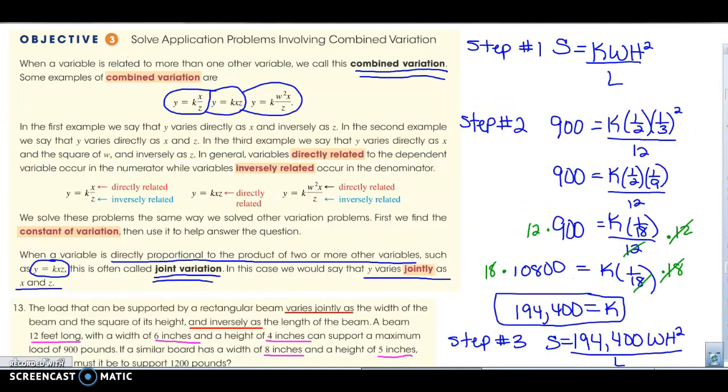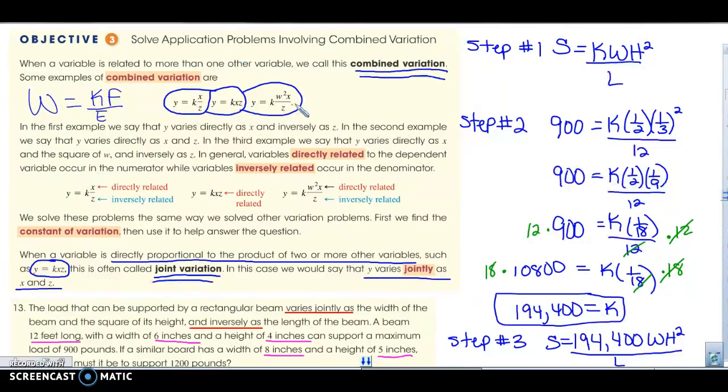All right, let's take a look now at combined variation. When you see that the problem has both direct and inverse in it, you are dealing with a combined variation problem. So they may tell you that something relates directly with this and inversely with this. So for example, how much you weigh is directly proportional to the amount of food you eat and inversely proportional to the amount of exercise you do. Notice in that statement, I had direct and inverse. And so this is what the equation would look like.